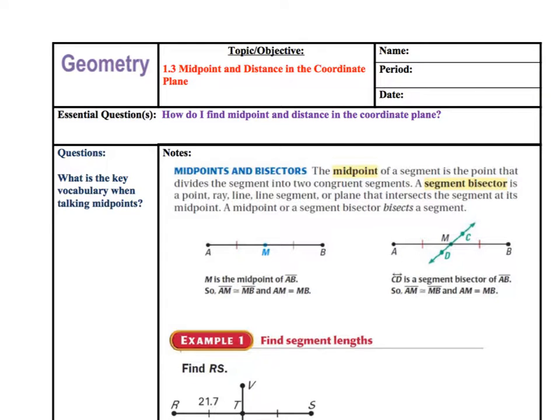About the midpoint is the middle point. Literally, you can hear it in the word. So midpoint, middle point. And then we talked about the bisector: bi means two, sect means divide or cut. So divide it into two equal parts.